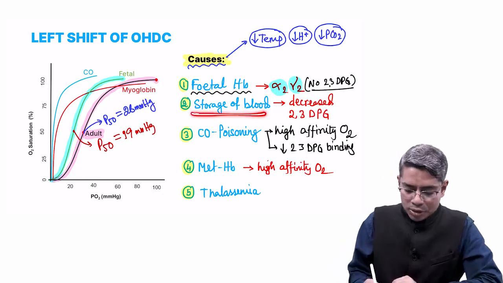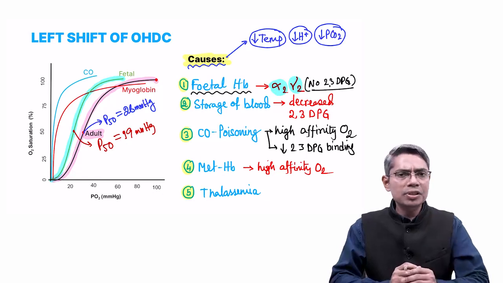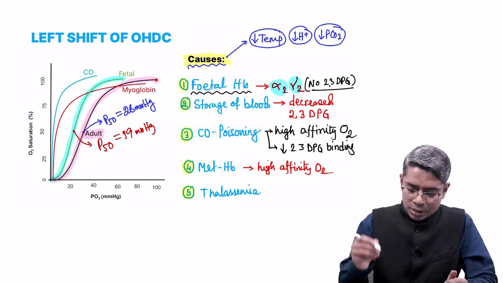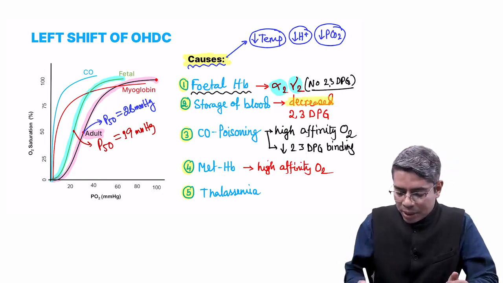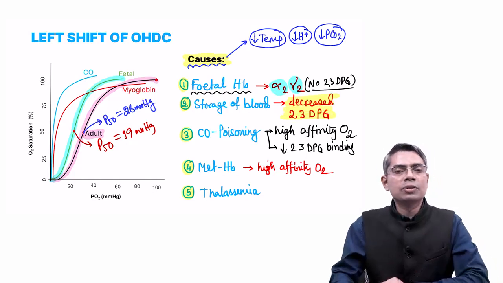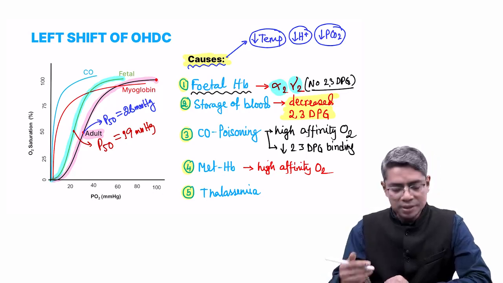Now, coming to the storage of blood, already I told you that during storage of blood, an acidic solution is generally used and low temperature is used. In both of these conditions, the ultimate thing that is going to happen in storage of blood is that there will be decreased production, or decreased 2,3-DPG content, of the RBC, and that is why there will be left shifting. The detail will be discussed in the next slide.